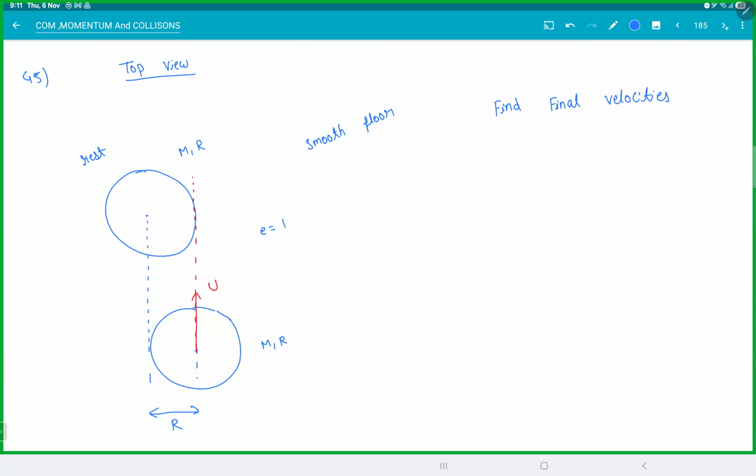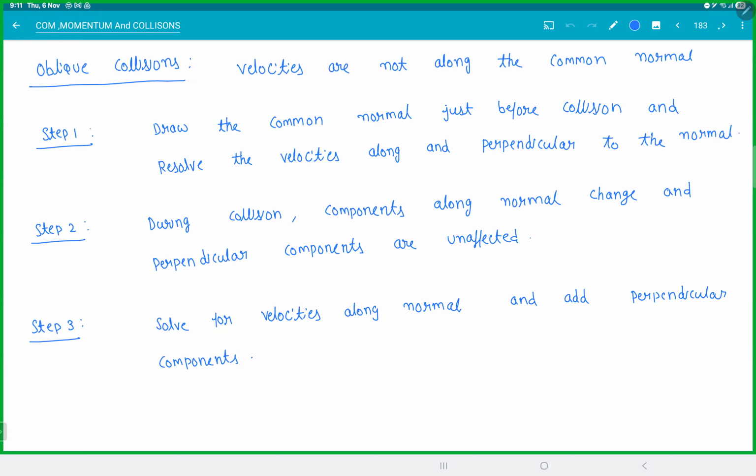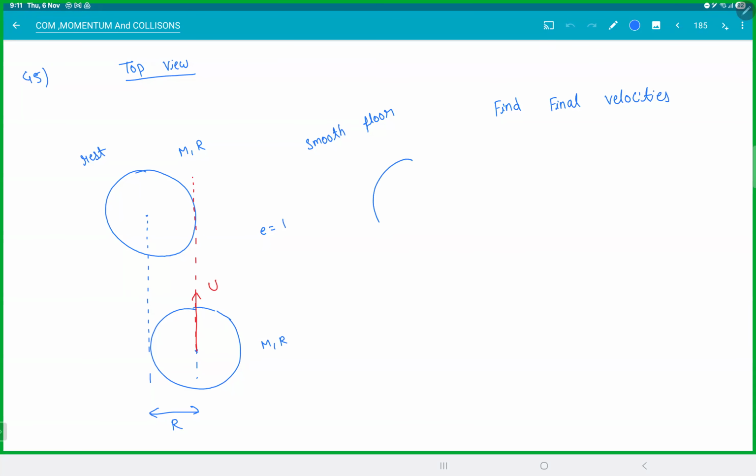What is step 1? Make them touch each other, draw the common normal. When they're about to collide, how will the picture look like? They will be touching like this. So draw that picture when they're touching. Draw the normal. Resolve the velocities along the normal and perpendicular to the normal. Keep the perpendicular components beside. Then you take the components along the normal. It looks like a head-on collision problem. Solve. Get the answer. Then add back the perpendicular components. Try. I'll give you a minute, then I'll show you.